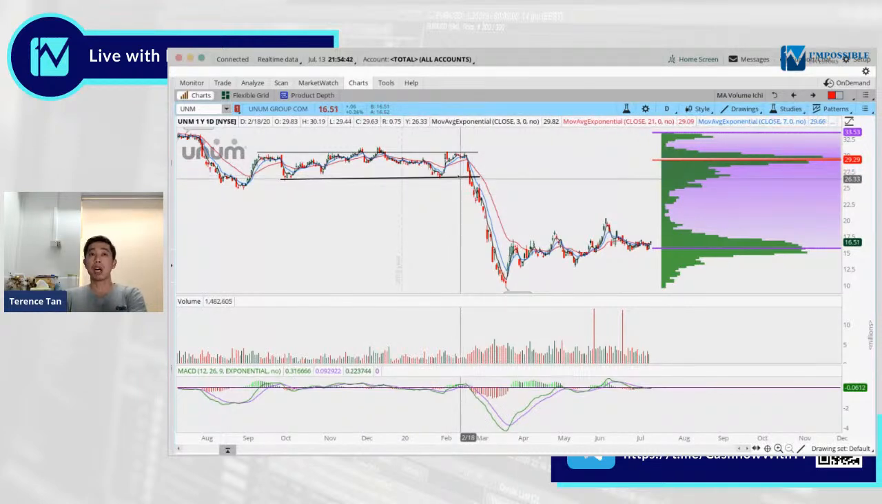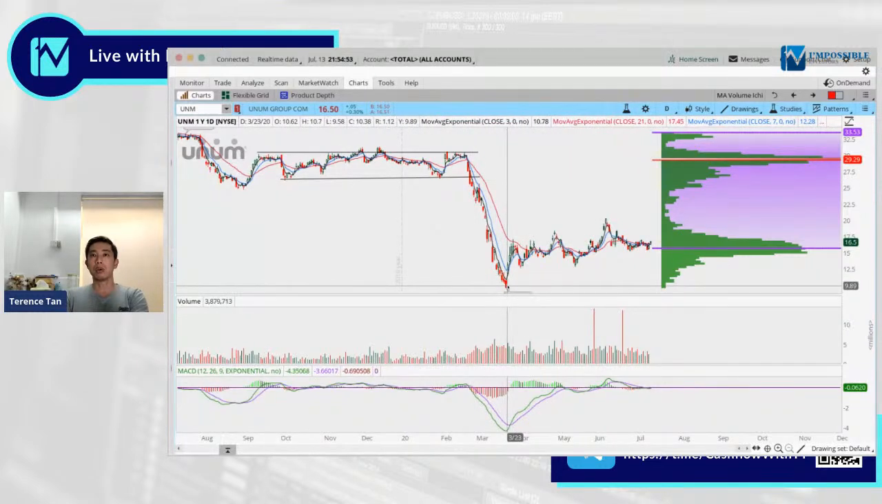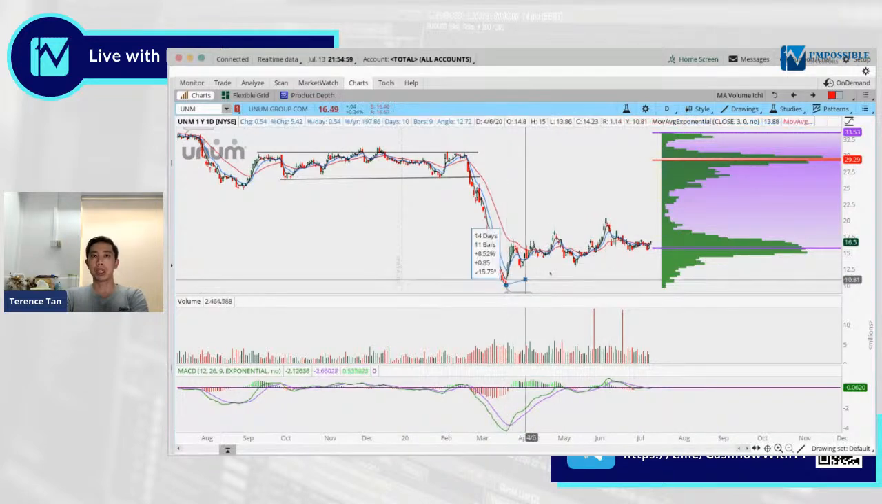COVID brought a lot of concerns for financial stocks as well as insurance stocks because there was a lot of unknown, of course. As it broke down, it fell to a low of almost $10, and it has since steadily recovered from the bottom, as we see.